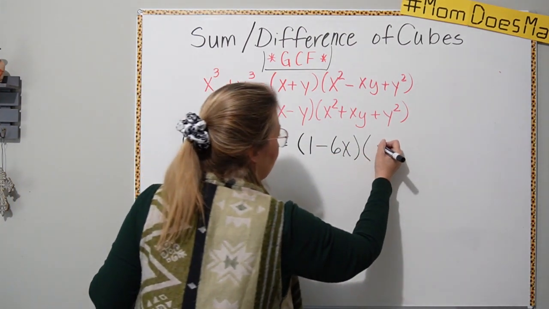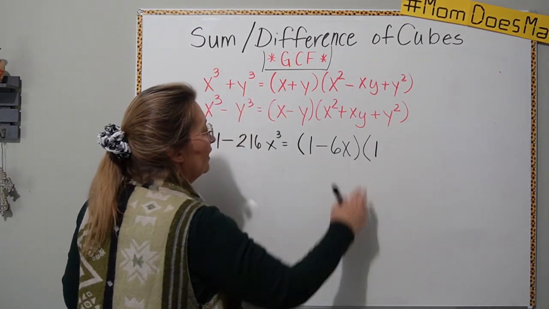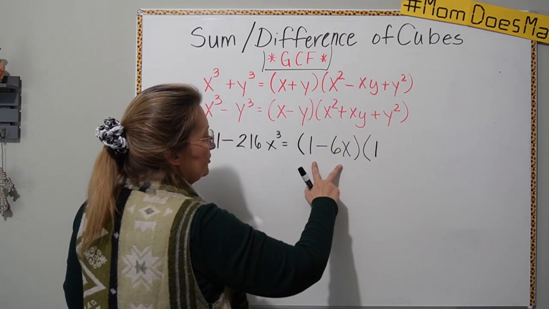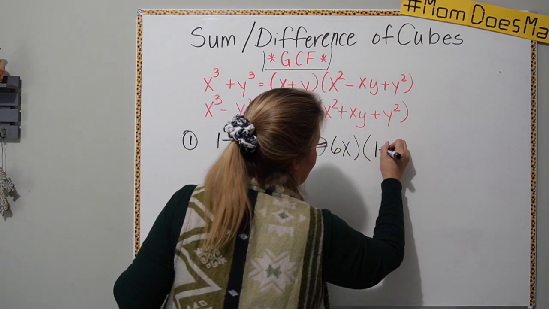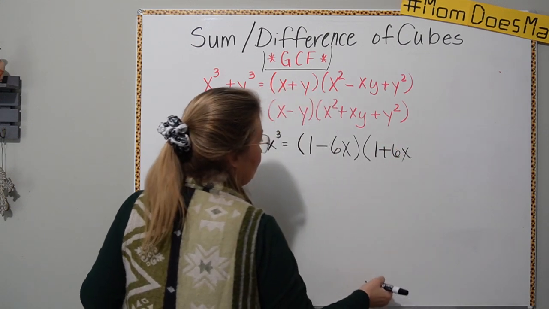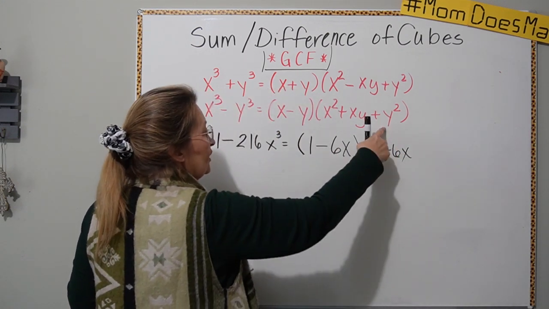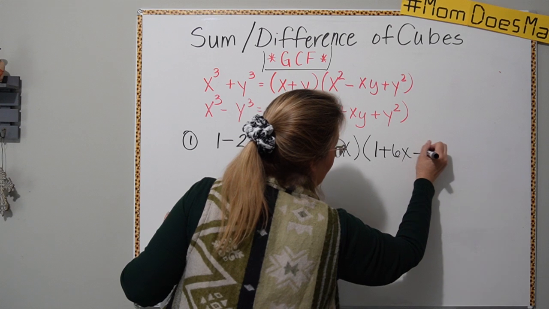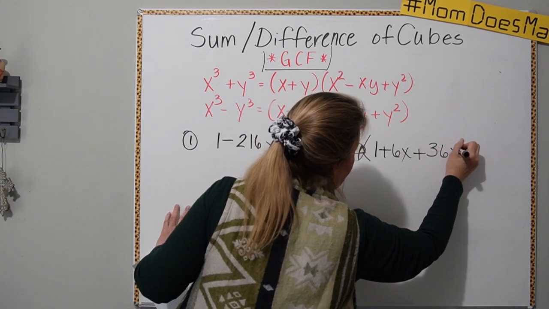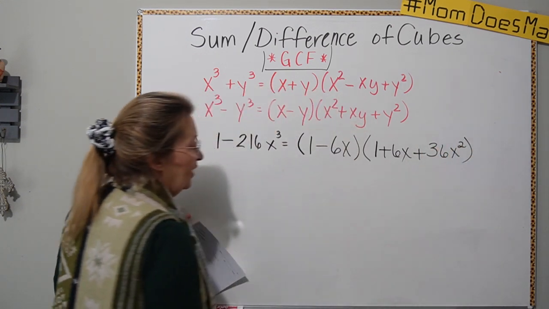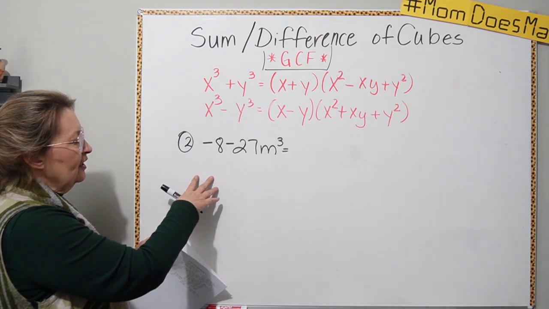Well, 1 squared is 1. This says multiply the two roots together. So 1 times 6 is 6x. Then for the second one, you're going to take this and square it. So that's going to give you 36x to the 2nd power. Okay, let's look at number 2.